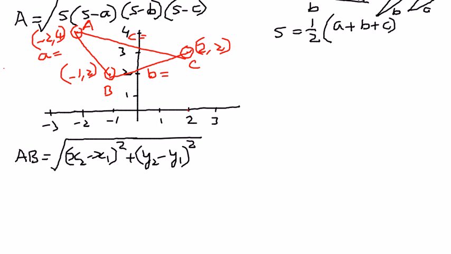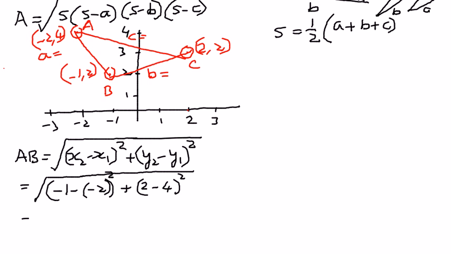So x2 in this case is negative 1, minus x1, which is negative 2, this whole thing raised to the power of 2, plus y2 is 2, minus y1 which is 4, this whole thing raised to the power of 2, and then we take the square root of all of that. When we simplify this math, this is going to be the square root of negative 1 plus 2, the whole thing raised to the power of 2, plus 2 minus 4, which is negative 2, raised to the power of 2.